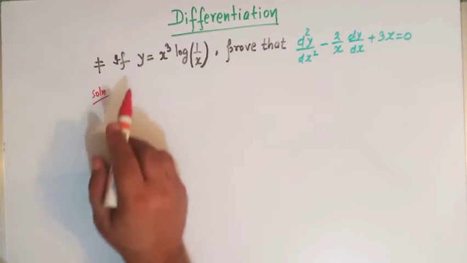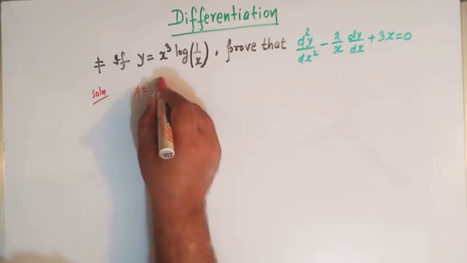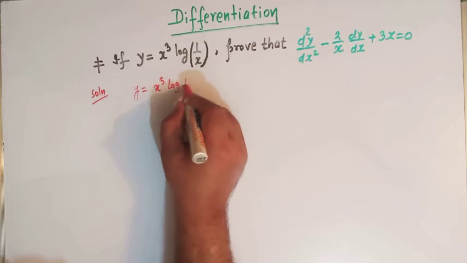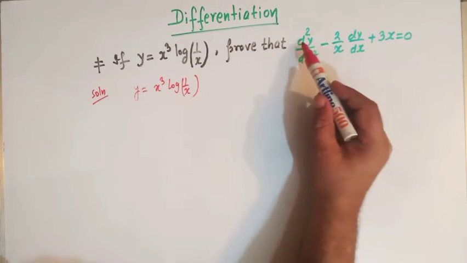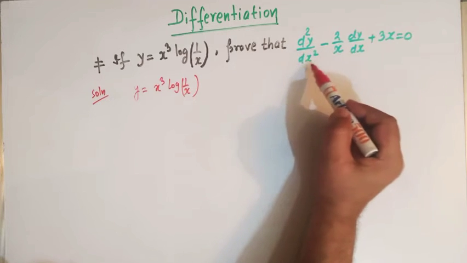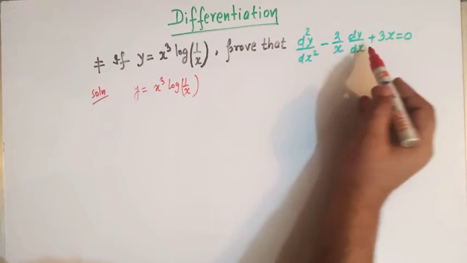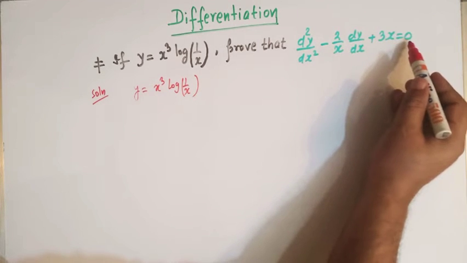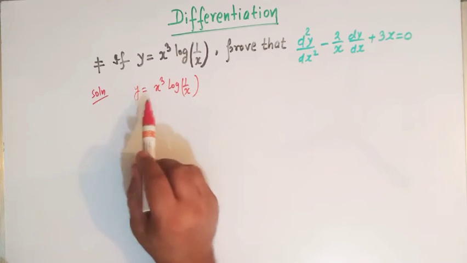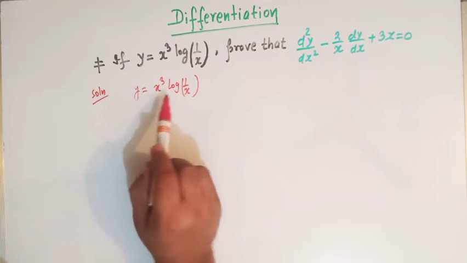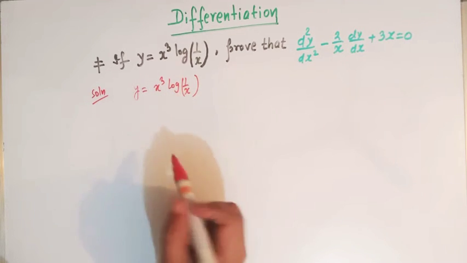Now let us take this problem. Here we have y is equal to x cube log 1 over x, and we have to prove this statement, that is d2y over dx2 minus 2 over x dy over dx plus 3x is equal to 0. So we'll start with this given function, x cube times log of 1 over x.